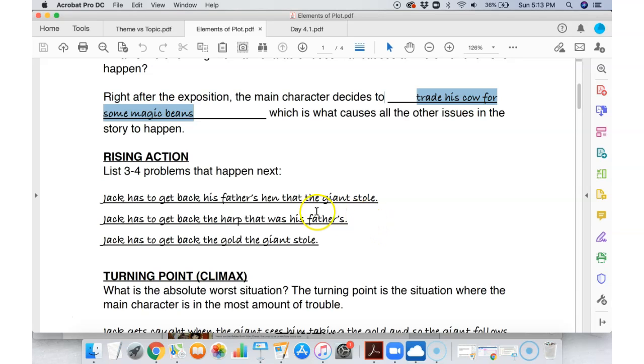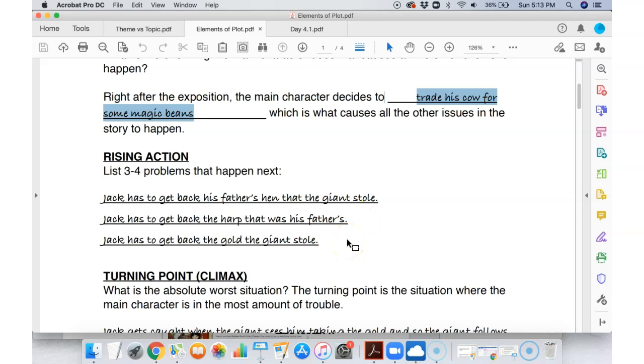So first of all, he has to get back the hen that the giant stole. Then he has to get back the harp that the giant stole. And finally, he's got to get back the gold that the giant stole, okay? So I didn't put information in here like, oh, he has to figure out where to hide, or, oh, he has to figure out if the giant's wife is to be trusted or not. I didn't put in here that he's got to start climbing up and down the beanstalk. All of those are conflicts too, but I just wanted to stick with the 3 biggest ones, okay? So when you watch the video that you choose in a minute, this is what you have to think about.